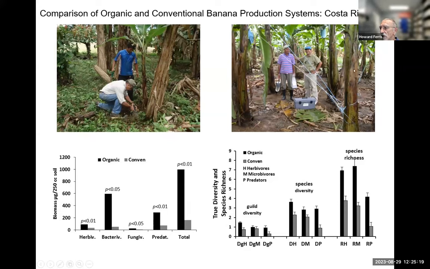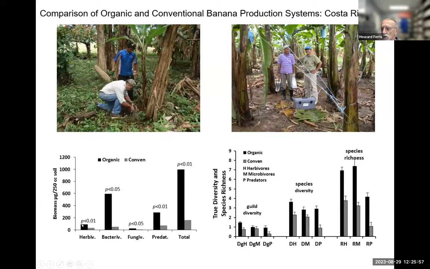In what I'll call the industrial agricultural system, there are 50 applications per year of fertilizers, insecticides, fungicides, and nematicides, with four applications a year of nematicides. So we take samples from these systems, and this is just the biomass of nematodes that are either herbivores or bacterial feeders. Well, look at this. This is the conventional or industrial system. Very few plant parasitic nematodes, very few herbivores. Why? Because they're getting four applications of nematicide a year.